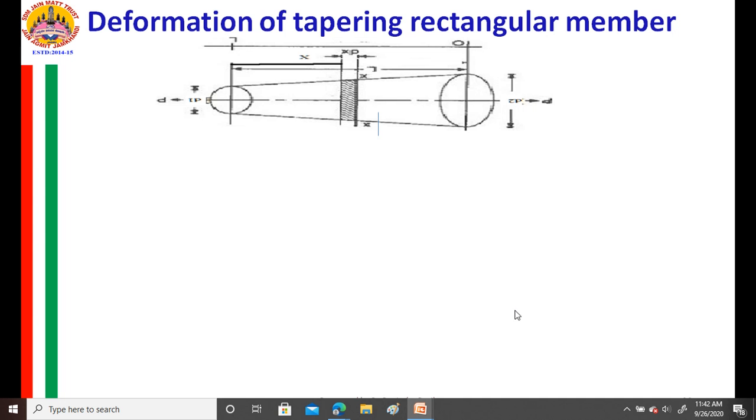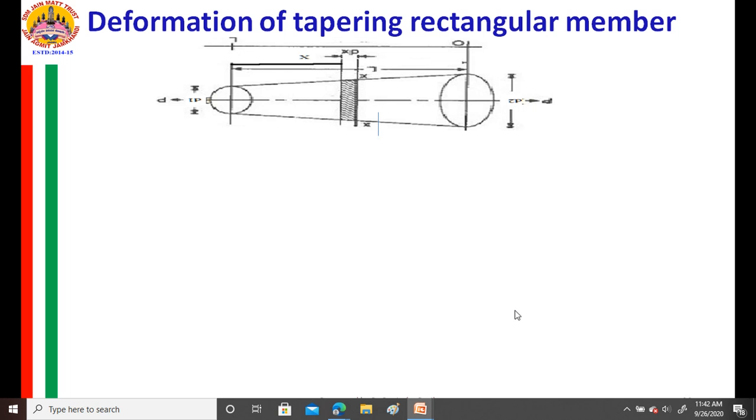What about the screen? Is it visible or not? Visible, sir. Friends, is the screen visible or not? Yes, sir. Visible. What is there on the screen now? Deformation of tapering bar. It is not rectangular, rectangular we have finished. I am supposed to do the correction here.